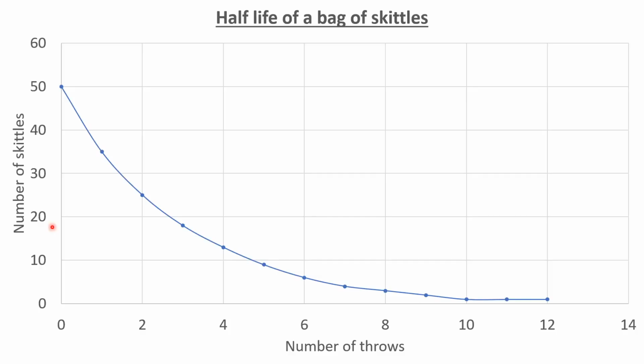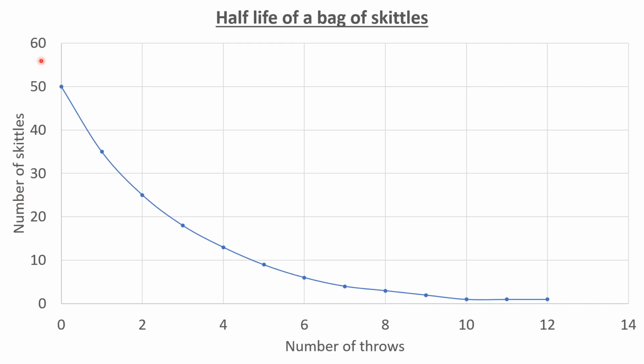What you'll be left with is a graph very similar to this. So at the top, in this example, we started with 50 and we went all the way down till we had 1 left. Now this is the graph that you're going to get if you do the same thing with radioactive material. If we replace the number of throws with time and we replace the number of Skittles with the activity, we'd see the same curve take place.